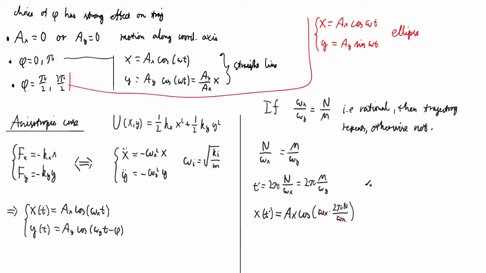So omega x cancels. We get cosine of 2 pi n. Since n is an integer, that's the same as cosine of 0, which is cosine of omega x times 0, for instance. So that is x of 0. That's the original position and configuration, right? And same thing for y prime, or y of t prime, although now I pick this version of that time.